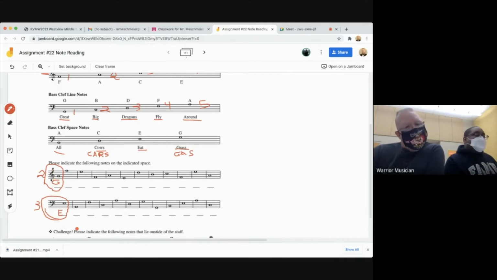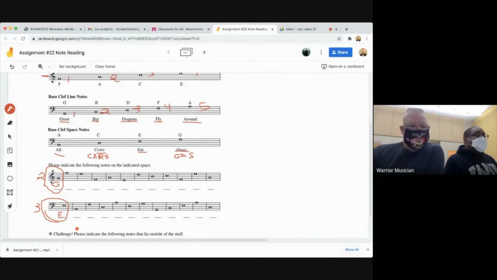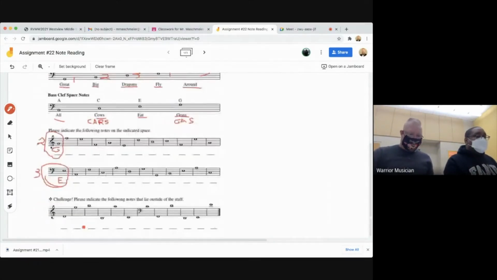Okay, guys, now we're going to talk about the challenge. Yes, the challenge is a part of the assignment. It is not extra credit, guys. You're expected to complete this, okay? So really pay attention right now because some of you are going to get stumped on this. Please pay attention so that that does not happen.